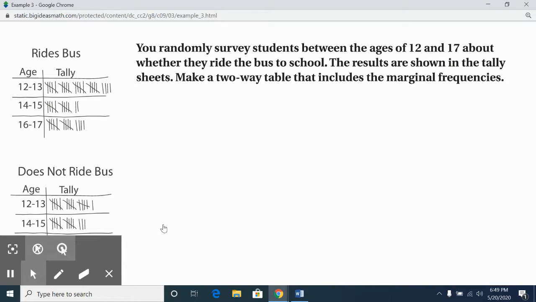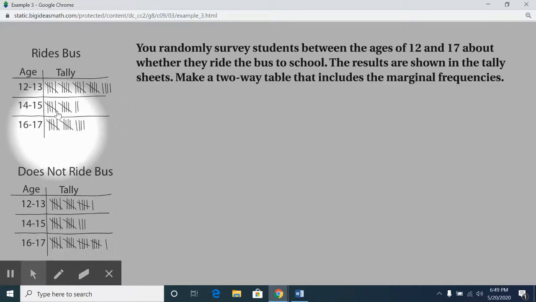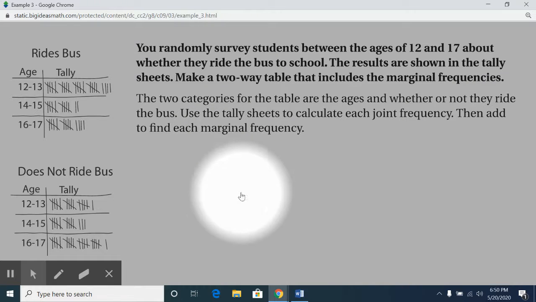And let's look at one last example. So here they're really asking you to create the two-way table, all right? So I'm going to show you an option of how the book does it, okay? They basically are showing you over here that they took tally marks of survey results, all right? So it says you randomly survey students between the ages of 12 and 17 about whether they ride the bus to school. The results are shown in the tally sheets. Make a two-way table that includes the marginal frequencies, all right? So they want you to make a two-way table. So here's an option of how we can do that.